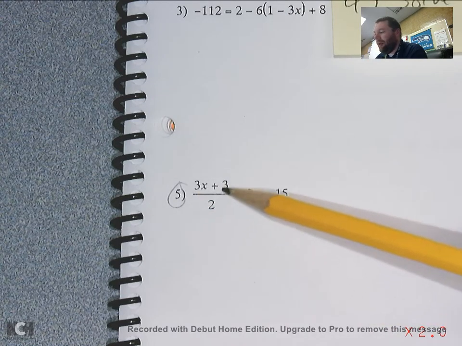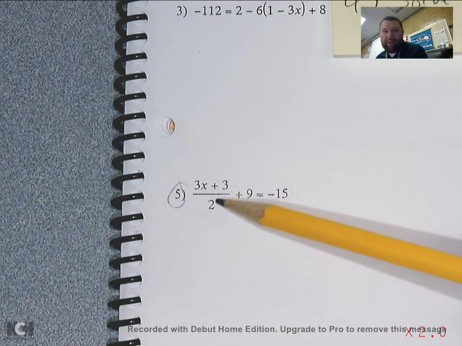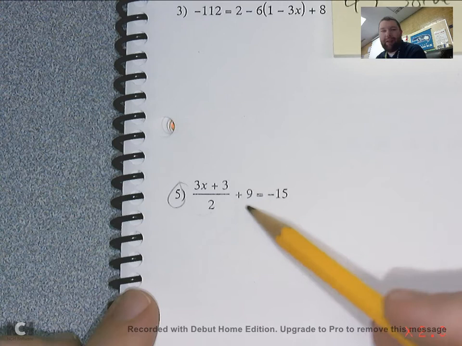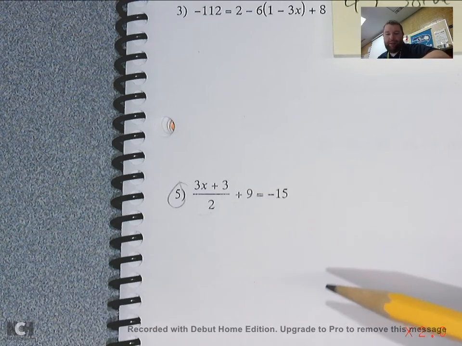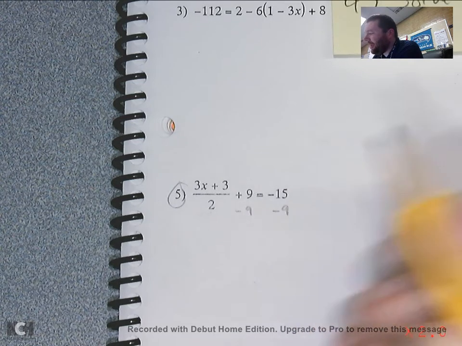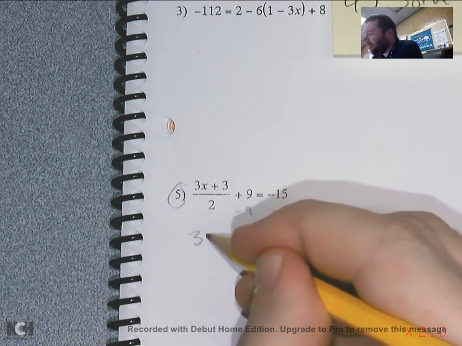The thing that you do here is you're trying to get the party blob by itself. And then you just solve the party. So in this situation, we need to get rid of this 9 to the other side. Okay? So you would subtract the 9 from each side to get this little party blob by itself.